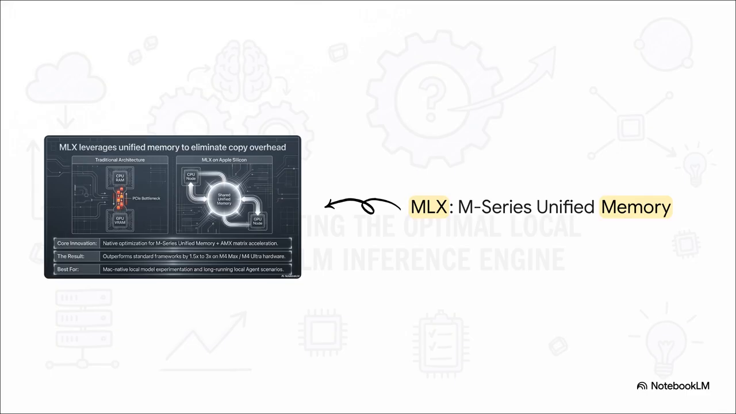Now, if you're in the Apple ecosystem, you probably know the traditional architecture forces data to squeeze through this narrow PCIe bottleneck between the CPU and GPU. Well, MLX bypasses that completely. It leverages Apple Silicon's shared unified memory to eliminate that copy overhead entirely. By natively optimizing for M-series architecture and AMX matrix acceleration, it outperforms standard frameworks by up to 3 times on M4 Max and Ultra hardware. So if you're doing Mac-native experimentation, this is definitely your engine.